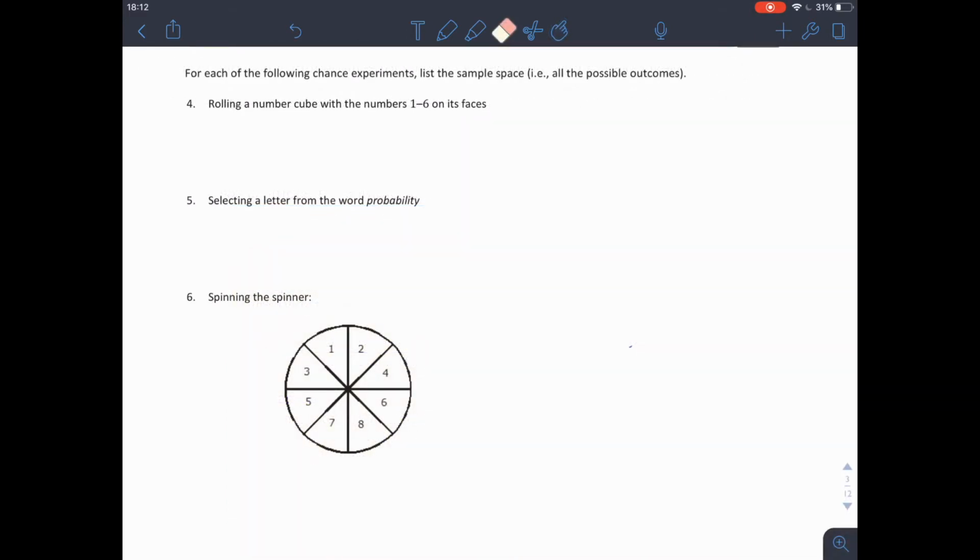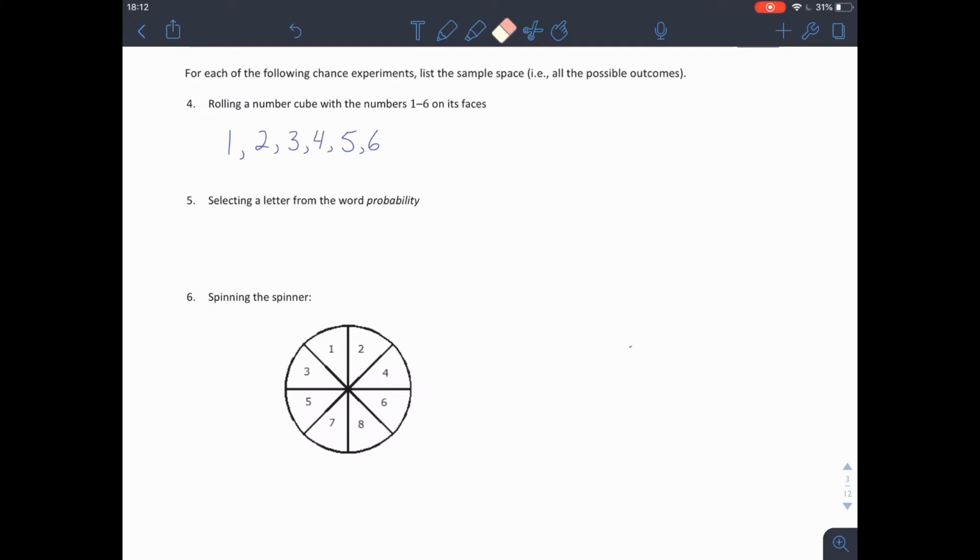Let's first just try to get some practice with the concept of sample space. So we're going to try here to list out our sample space for each of these situations. You can pause the video and try them on your own, listing out all the possible outcomes, and then check back with the video. So if we're rolling a number cube with the numbers 1 to 6 on its faces, our sample space would be all of the possible numbers we could roll, which in this case are 1, 2, 3, 4, 5, and 6.